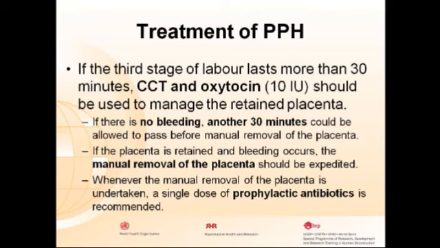If the third stage of labor lasts more than 30 minutes, we have the situation of retained placenta, and in this case, controlled cord traction and oxytocin should be used for the management of this condition. And if there is no bleeding and the placenta is retained, another 30 minutes could be allowed to pass before implementing manual removal of the placenta. However, if the placenta is retained and there is bleeding, then manual removal should be expedited. And whenever implementing manual removal of placenta, the use of a prophylactic antibiotic is recommended.